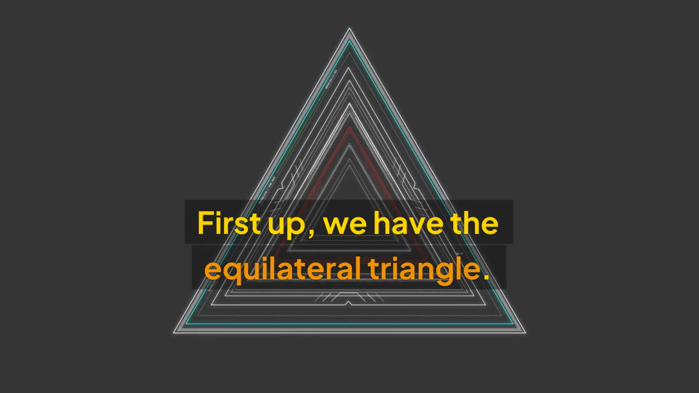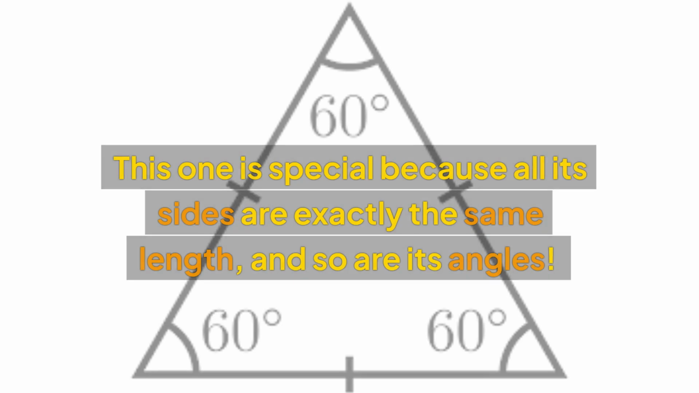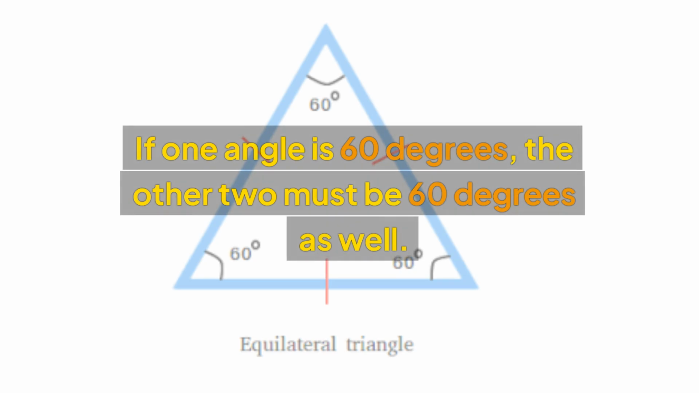First up, we have the equilateral triangle. This one is special because all its sides are exactly the same length, and so are its angles. If one angle is 60 degrees, the other two must be 60 degrees as well.